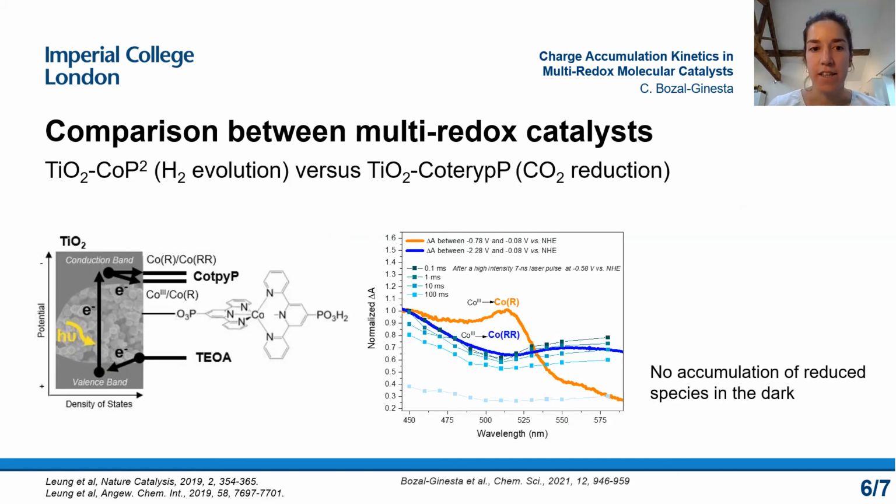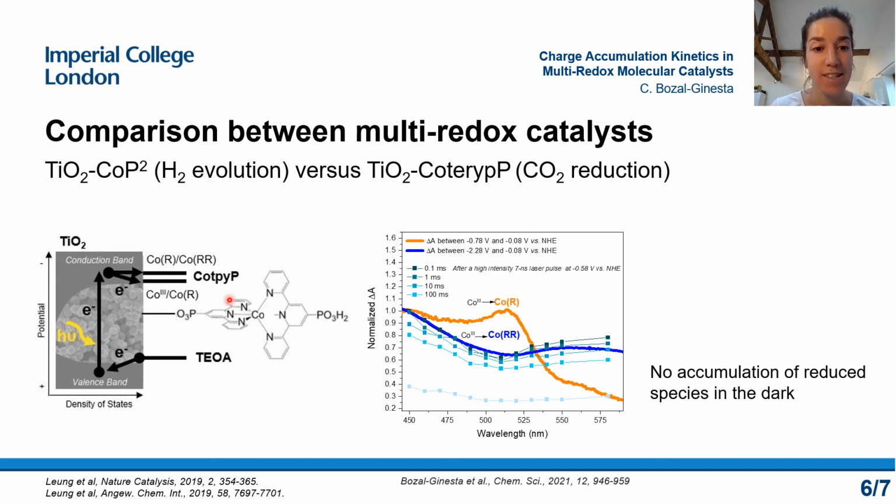So we have seen that the formation of multi-reduced species depends on the relative position of their redox potential with respect to the Fermi level of TiO2. So to further confirm that, we tried a second molecular catalyst, a CO2 reduction catalyst, which has 2 redox potentials at more negative potentials than the catalyst COP2.